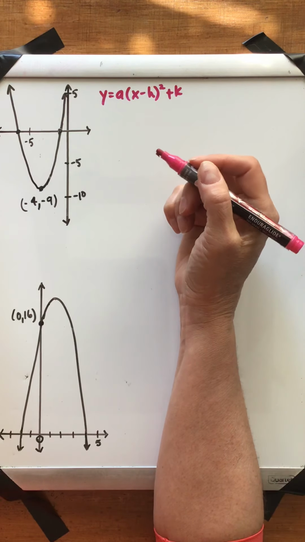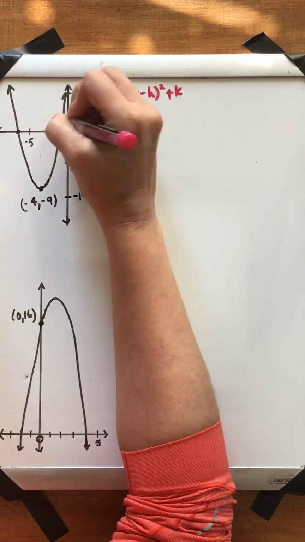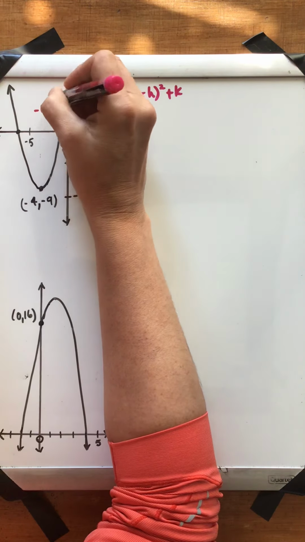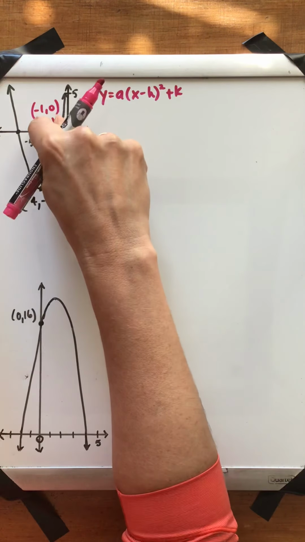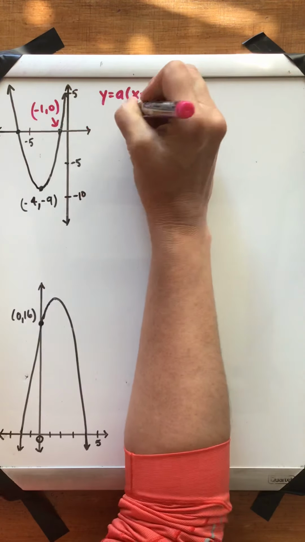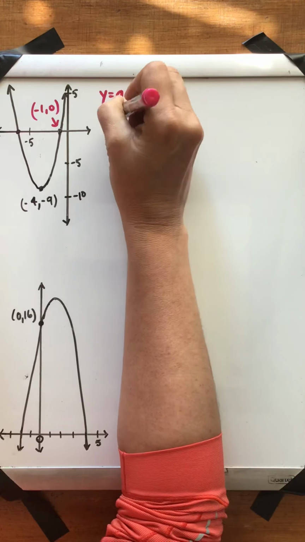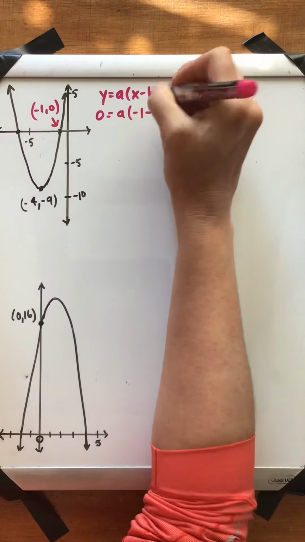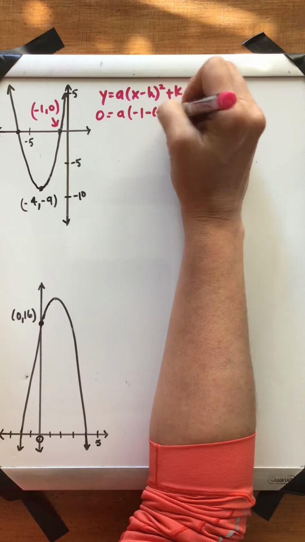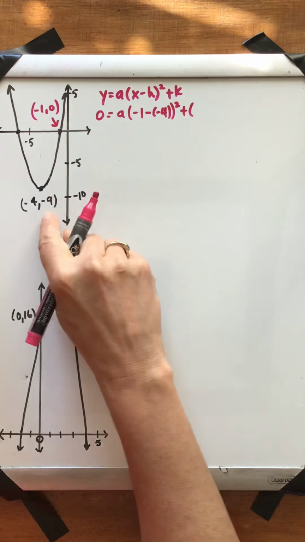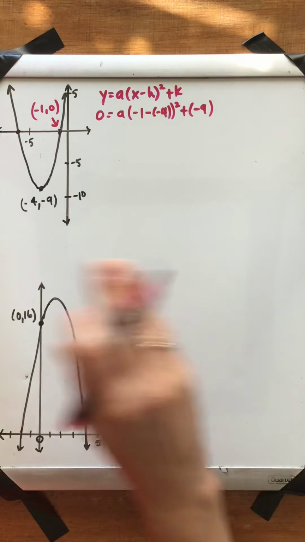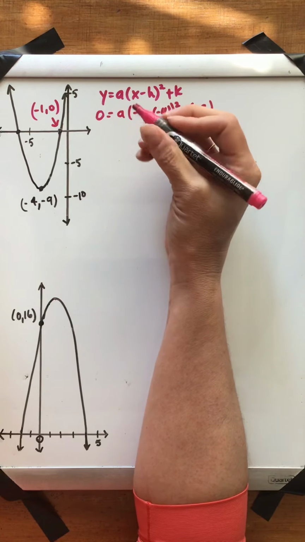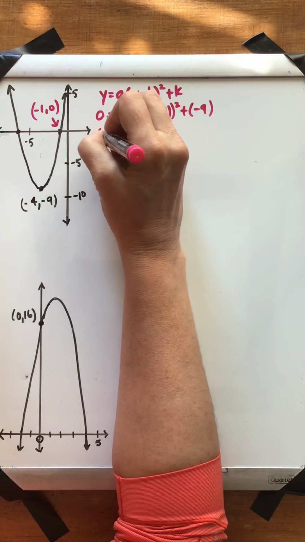So I'm going to choose to use the point right here that you can read off your version of the graph, because it is truly an intercept. It's (-1, 0). So I'm going to take a moment to plug in this point for x and y. So x is -1, y is 0, minus h is minus -4, squared, and then plus k is -9. So let's clean this up and see if we can solve for the a value, which will be true no matter which form of the equation we derive for this parabola.